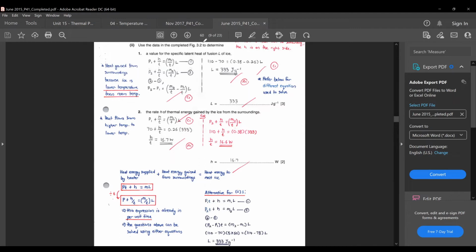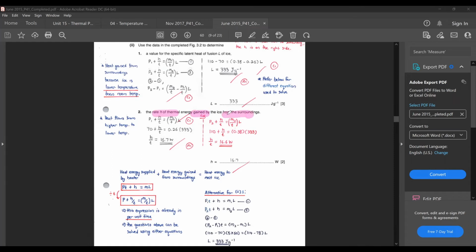They ask you to find out the rate H of thermal energy gained by the ice from the surroundings. Okay, so just now I explained to you that your case will be heat gain from surroundings. So when you see this one, they tell you find out the heat gained by the ice from the surroundings. This one should not be a surprise. It will not be heat loss to surroundings. It is heat gain from surroundings.